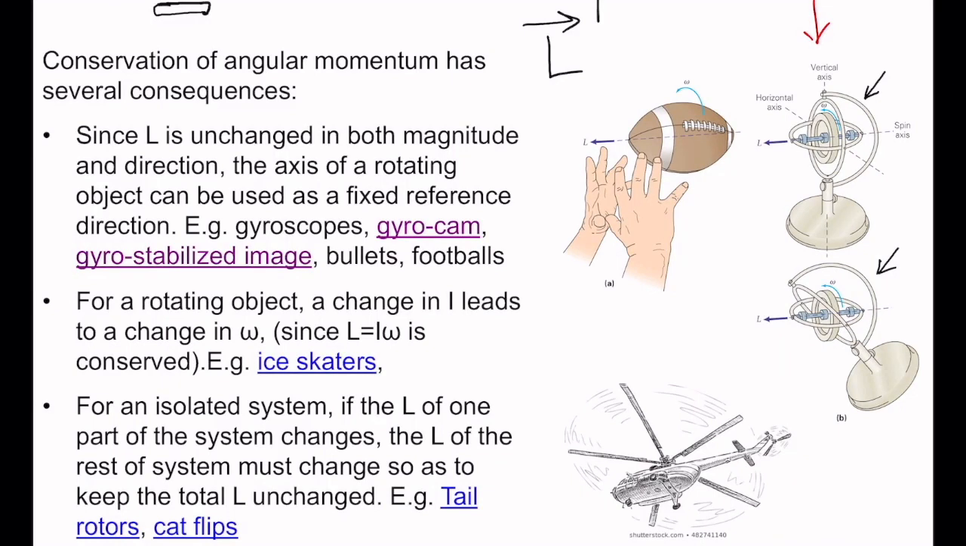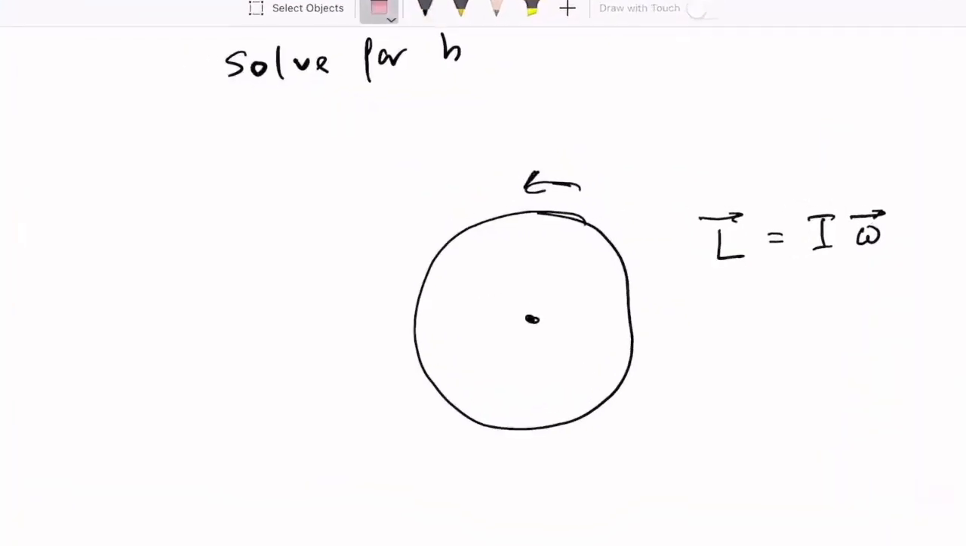Another class of applications of angular momentum conservation is the following. L equals I omega, right? So if L is conserved, if L is constant, now for some reason, suppose I changes. Let's say that I goes down. What must happen to omega if L has to be constant? The answer is that omega has to go up, right?